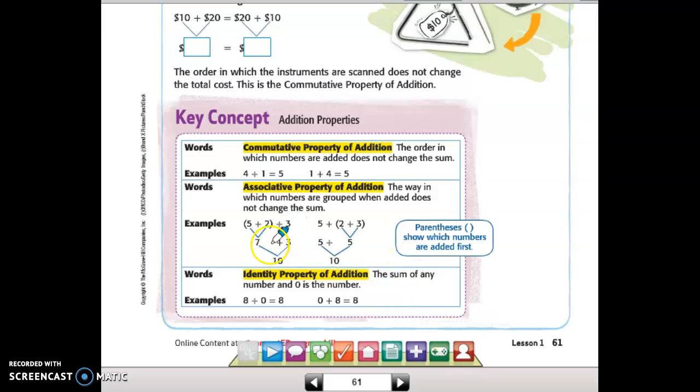Now the identity property, some people have called it the zero property, but it's more useful to call it the identity property because it's very similar to a multiplication problem that's also called identity. The sum of any number and 0 is the number. So 8 plus 0 equals 8, or 0 plus 8 equals 8. So if it has a 0 in it for addition, it's probably going to be the identity property.